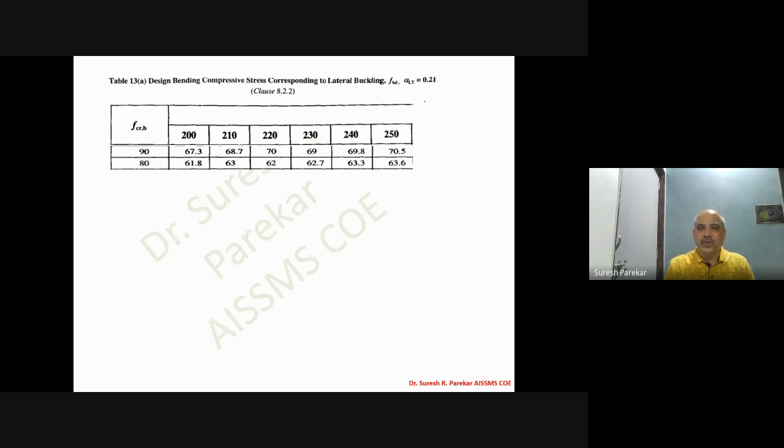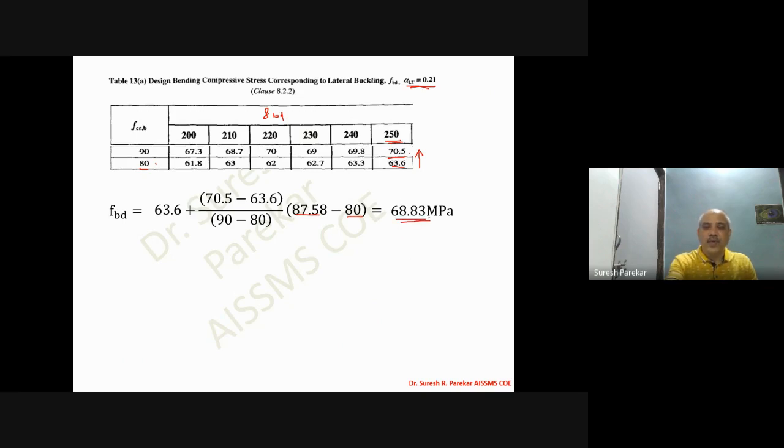Now we have a rolled section, so we have to use table 13A, and alpha LT we have 0.21. Now 80 and 90 we have taken values. So these values we have for FBD, and that is for 250 we have to take these two values. Then we will find this FBD: 63.6 plus, because now we are going up, so we have 63.6 plus, and then we have taken the reference, that is 80, and therefore we have 87.58 minus 80, and that is 68.83. You can see we have this 87.58, which is towards 90, and my answer is also towards 90.